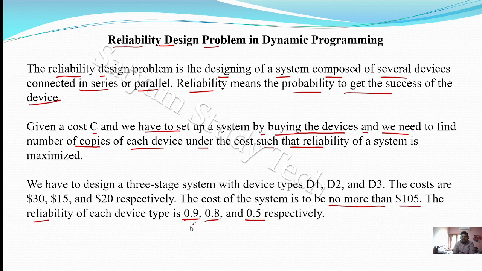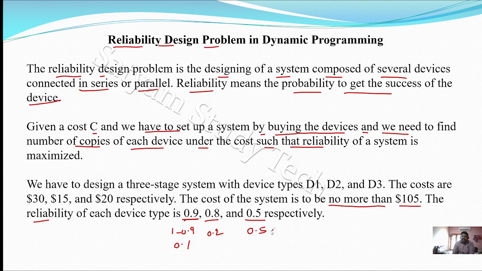It is the working reliability. So the not working reliability of that particular device is 1 minus 0.9, so the not working reliability is 0.1. Here the not working reliability is 0.2. Here the not working reliability is 0.5. So the not working reliability of D3 is the highest.